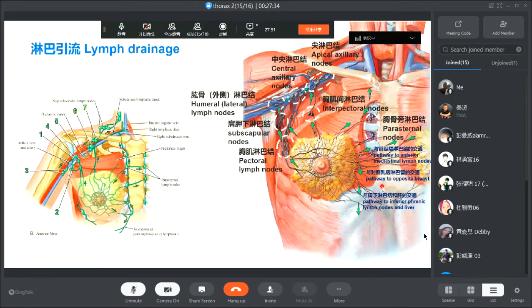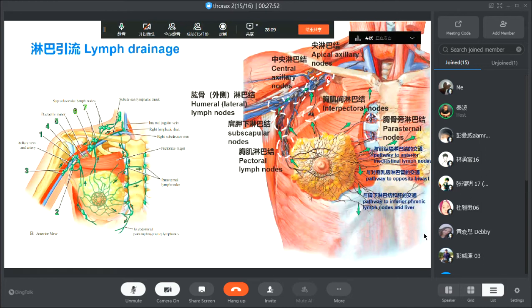Okay, and the next important knowledge is about the lymph and the drainage. In our thoracic wall, there are many nodes, and this node we call it.